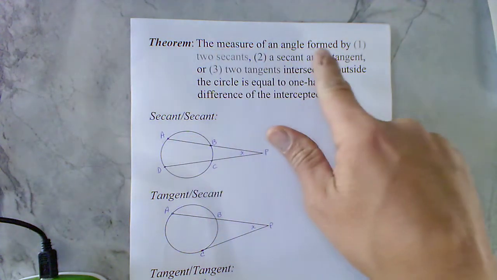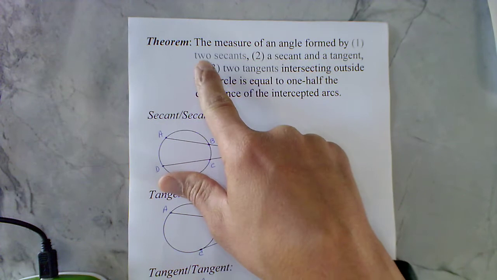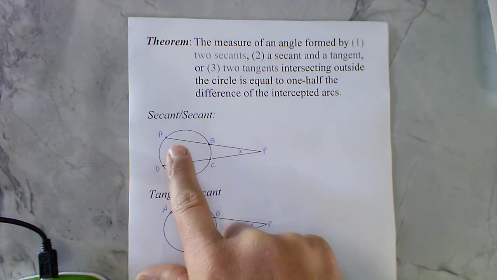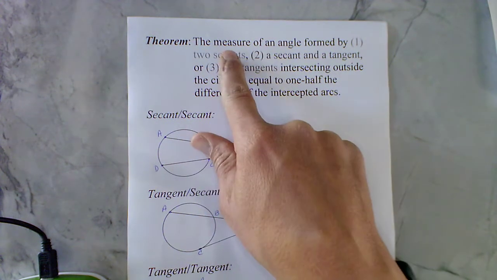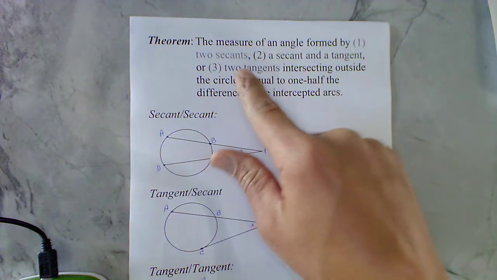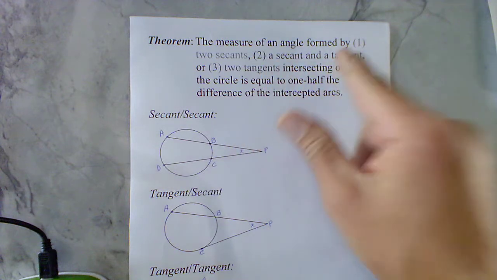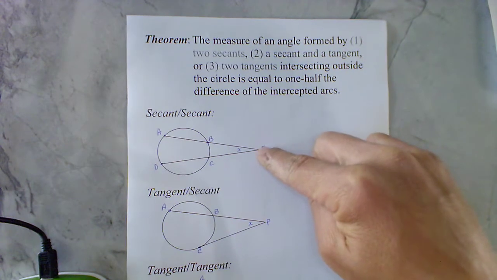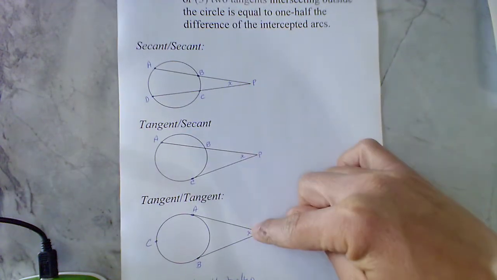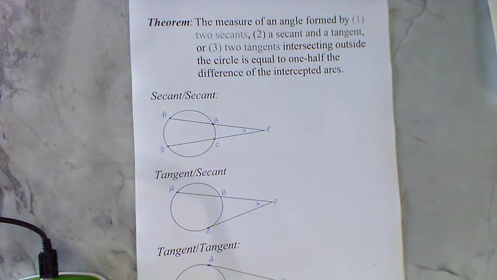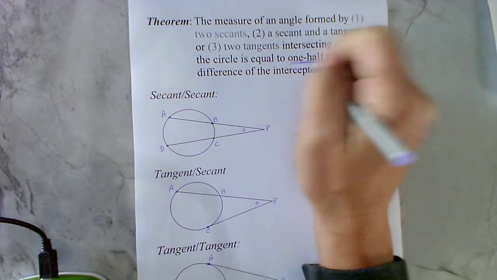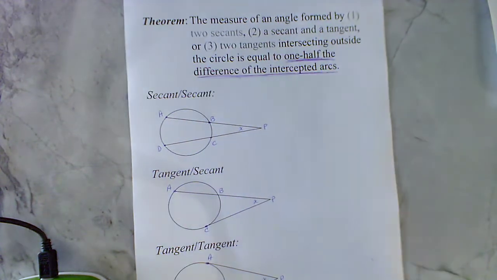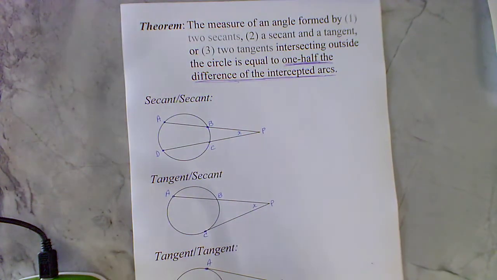So the measure of an angle formed by either two secants. Remember, a secant is a line that goes through the circle in two spots, right? Now, like a tangent that kisses. All right. So the measure of an angle formed by either two secants, or a secant and a tangent, or two tangents intersecting outside the circle, so now it's the angle formed outside the circle, is equal to 1/2 the difference of the intercepted arcs. So that's the key phrase on this one.